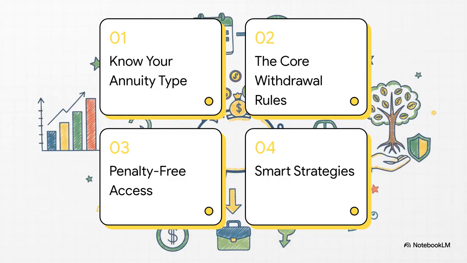First, we'll figure out what type of annuity you have. Then we'll go over the core rules you absolutely need to know. After that, we'll look at the awesome ways you can get your money out without paying penalties. And finally, I'll share a really smart strategy for accessing bigger chunks of cash.